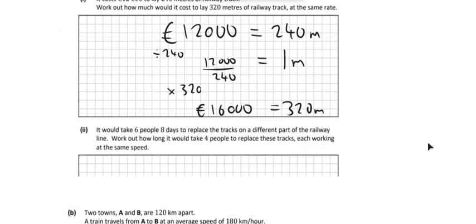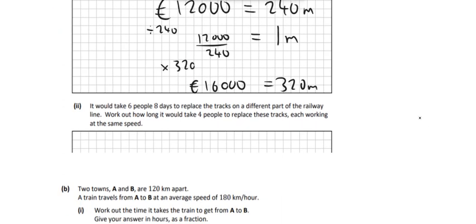So that's it. It would take 6 people 8 days to replace the railway. So 6 people. This is inverse proportion. This is the opposite of what you would think. If you had 6 people for 8 days, and you had 3 people, that would be fewer people working on it, so it would take a lot longer. So think about it like that.